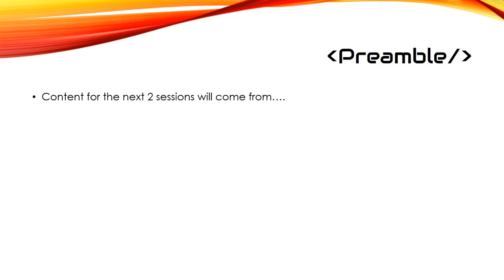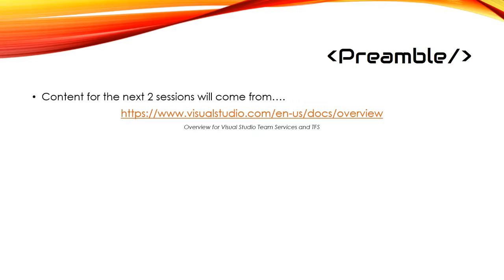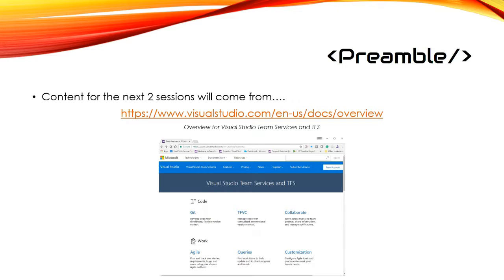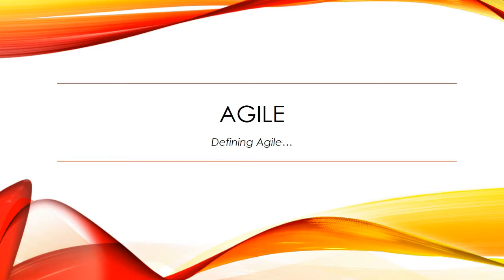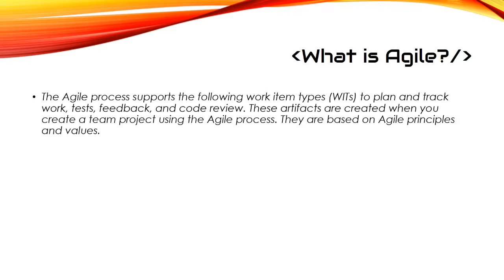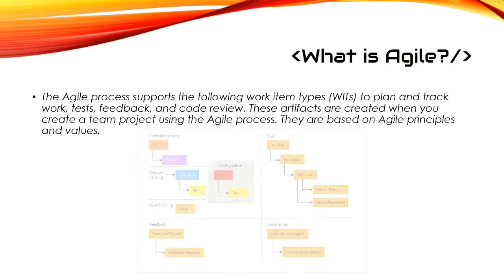So content for the next two sessions will come from, you guessed it, visualstudio.com. Overview for Visual Studio Team Services and TFS, and this is what the site looks like. Agile, defining Agile. What is Agile? The Agile process supports the following work item types to plan and track work, test feedback, and code review. These artifacts are created when you create a team project using the Agile process. They are based on Agile principles and values.